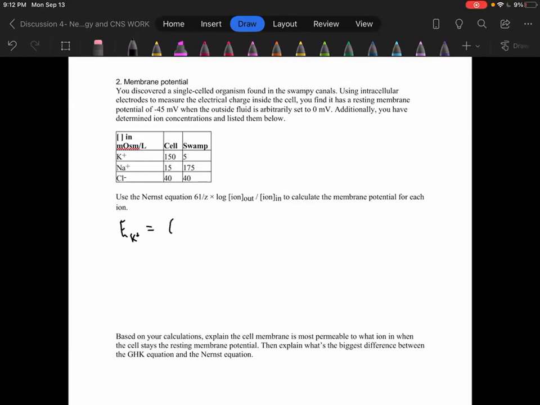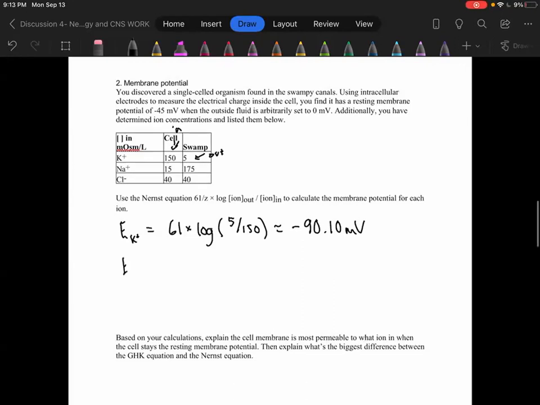So the equation we use is 61 times the log function on your calculator divided by ions coming in, which swap means going out. Cell means in. So out over in. So we're going to have out over in. And once you solve that with your calculator, what we will get is negative 90.10 millivolts.